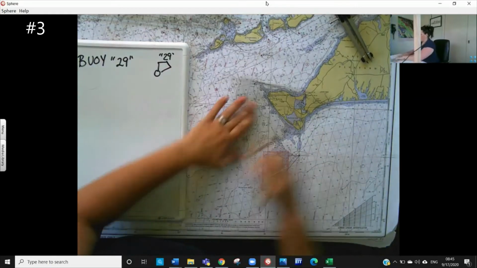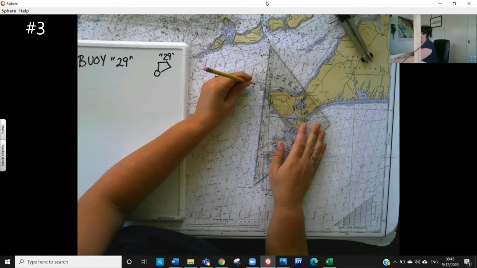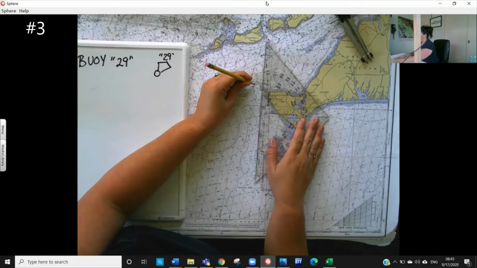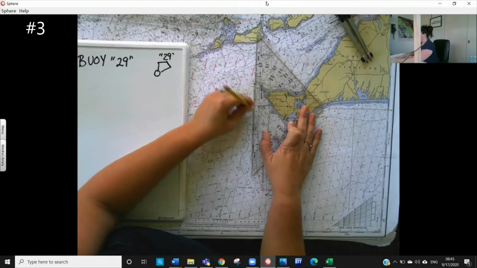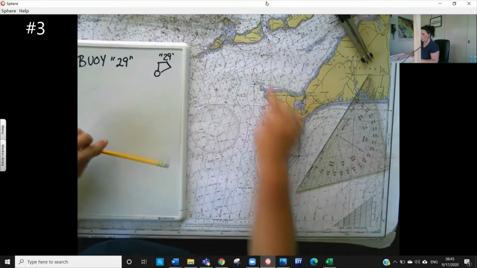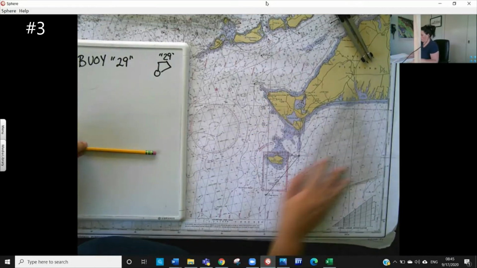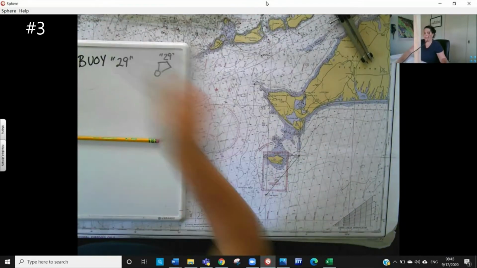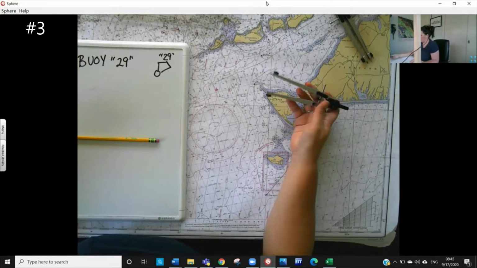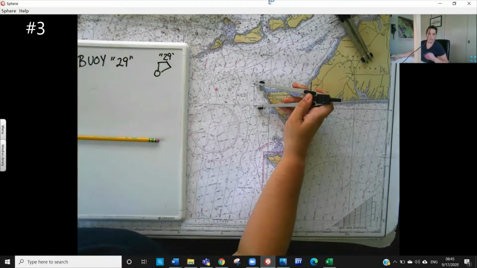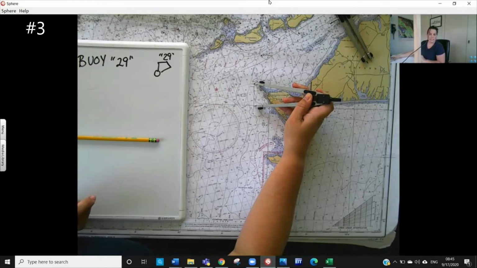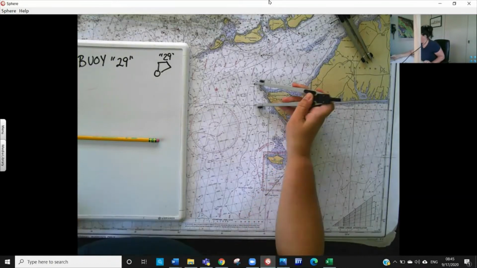I'm going to do the same thing for longitude. To draw in my longitude line, I'll put that perpendicular on the latitude line. Draw in. So now I've drawn in my latitude and longitude. Now I'm going to use my dividers.